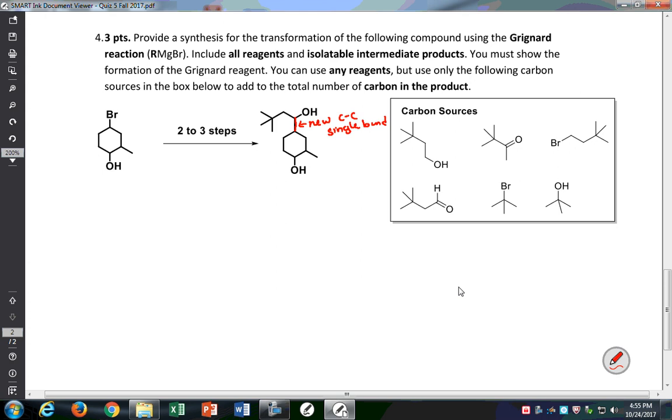We already have a halide. Just make it a Grignard. Just add magnesium. But you do have to protect your alcohol. A Grignard will not happen in the presence of an alcohol.